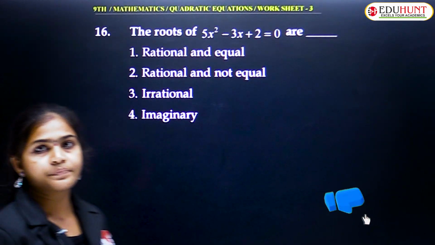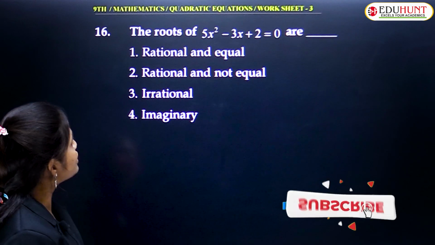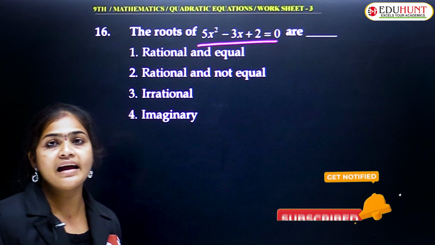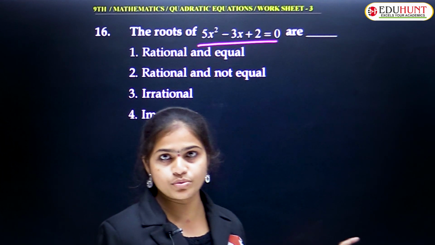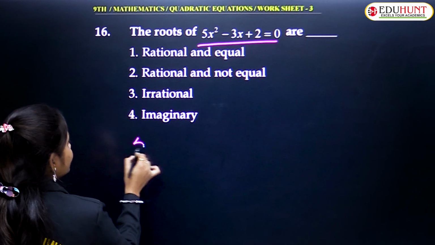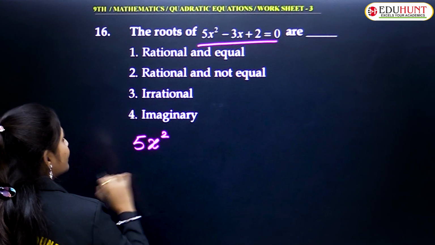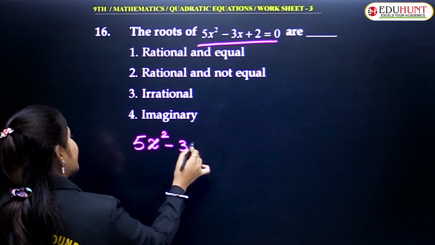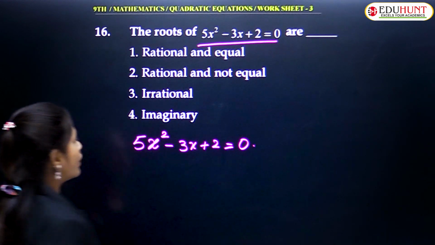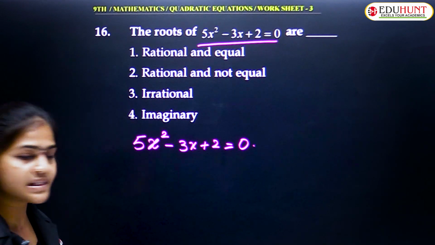Yes. See here. So the roots of 5x square minus 3x plus 2 is equal to 0. So again they are asking here the nature of the roots. Okay. So nature of the roots means here we need to find the delta, right? So what is the given quadratic equation? 5x square minus 3x plus 2 is equal to 0.